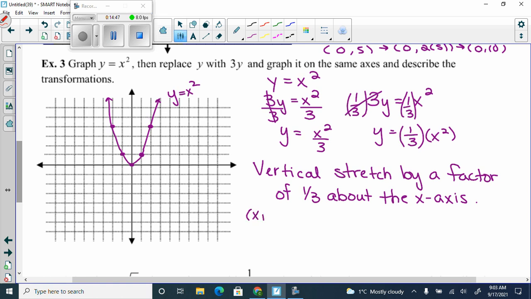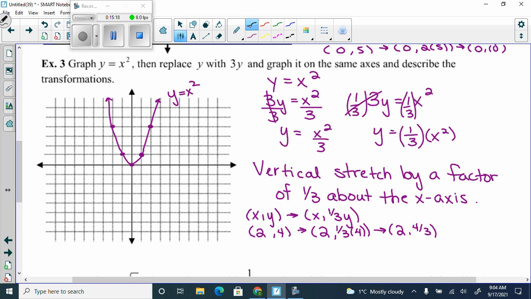So we have (x, y) becomes (x, 1/3 y), because remember, words and mapping are the same thing, representing the same thing. So if you're going to say 1/3 in words, you're going to use 1/3 in mapping. So I'd start at 2, 4, and it's going to become 2 and 1/3 times 4, which is 4/3. So 2 and 1.3333.